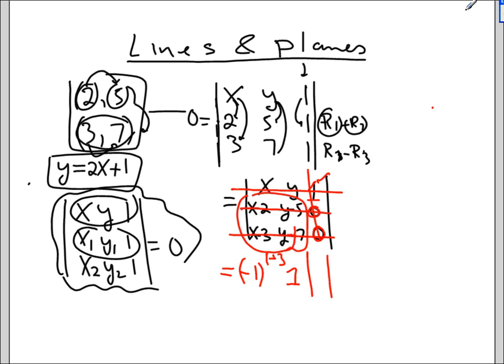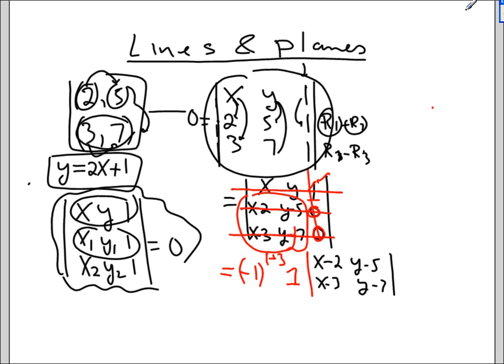The determinant is x minus 2, y minus 5, x minus 3, y minus 7. If you think this is too long, not a problem at all. Do the spaghetti roll here. Okay. Now this is an even number, so negative 1 to the 4 is even. Times it by 1, it's still 1. So the answer is just this determinant.